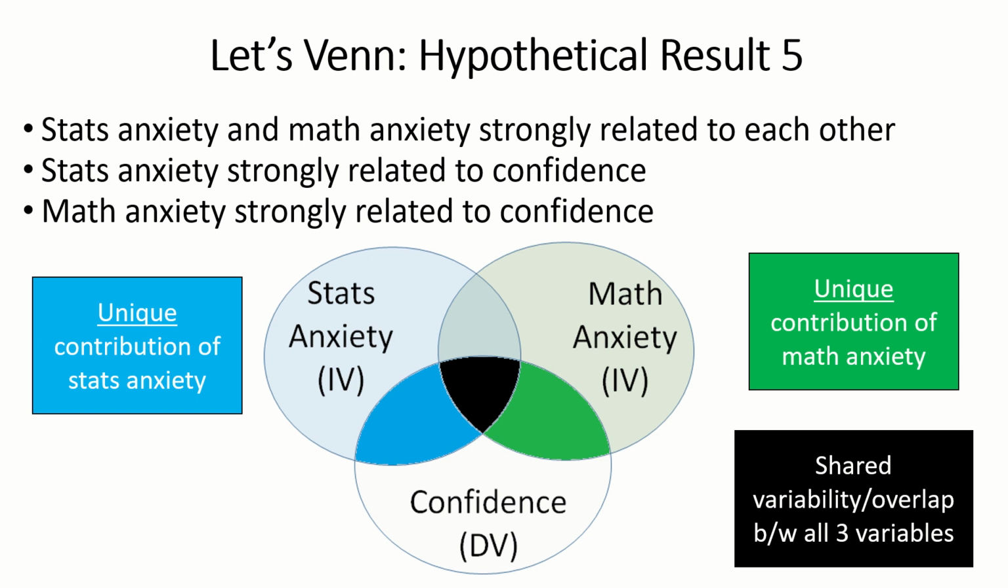So what is the amount in blue? What is the amount in green? That's what multiple regression is going to figure out for us. What is the unique contribution of each IV in predicting the DV?